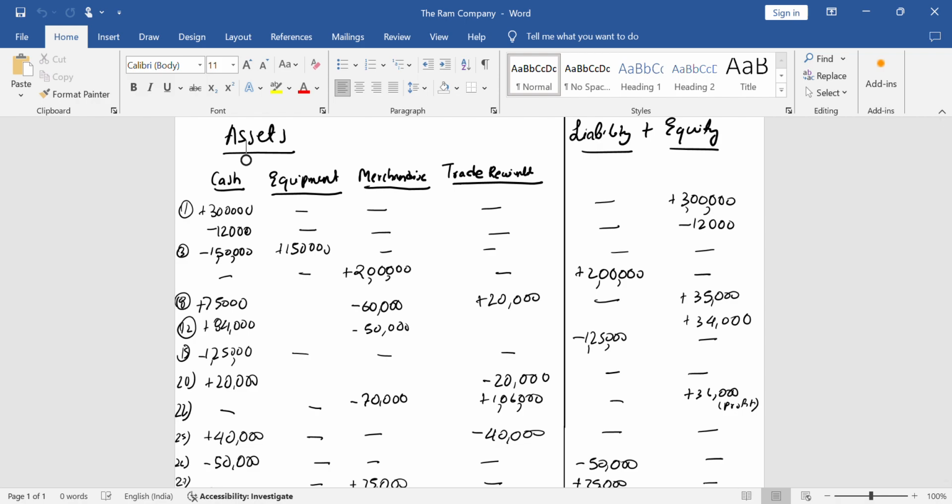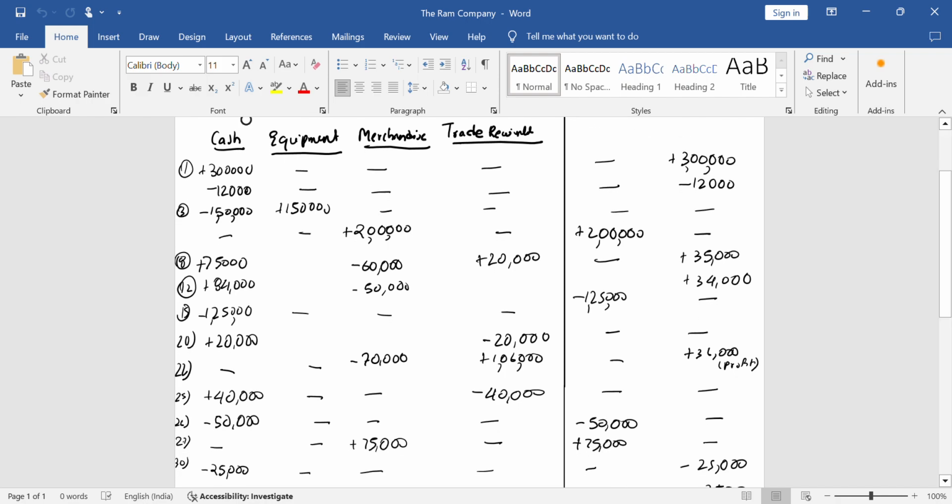It is said that the company rented a furnished office for rupees 12,000 and paid rent for the month of May. So 12,000 will be deducted from cash and 12,000 from equity. As it is an expense, you have to deduct it from equity. Remember that all the expenses are to be deducted from equity and all the incomes are to be added in equity.